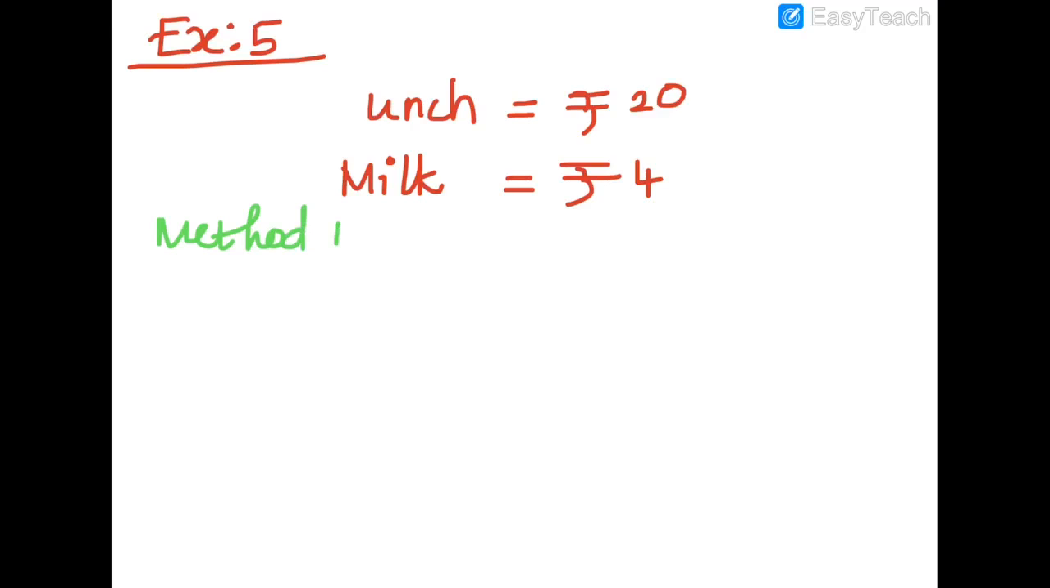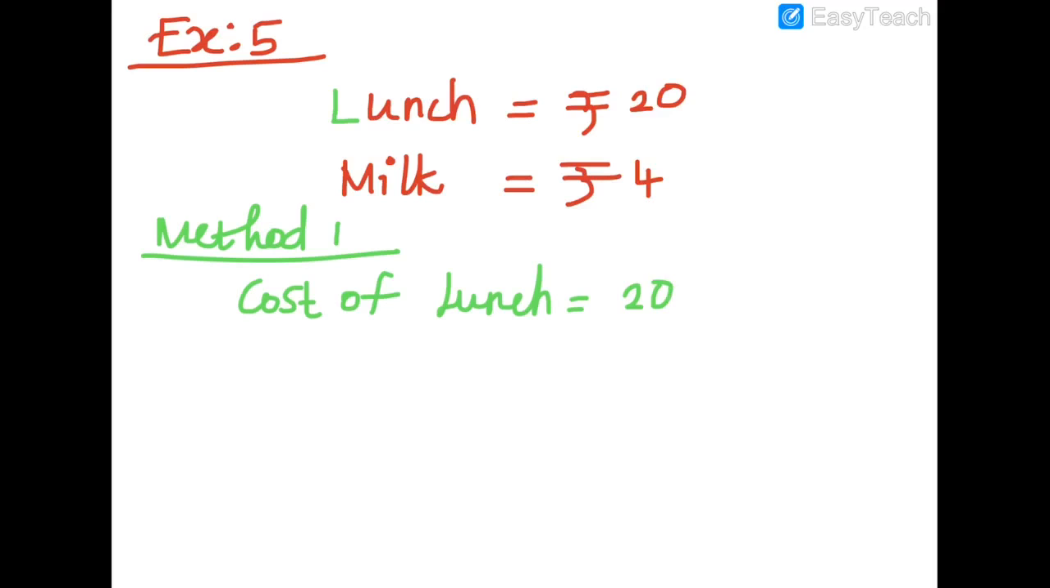So in method 1, what we have to do for lunch, so here we write the cost of lunch. What is the cost of lunch for one day? 20 rupees. For 5 days, how much? So for 5 days means 20 into 5. What is the value of 20 into 5? 20 into 5 is 100.